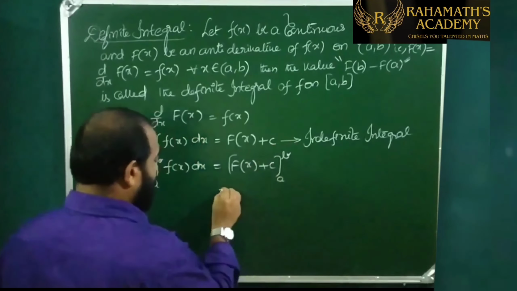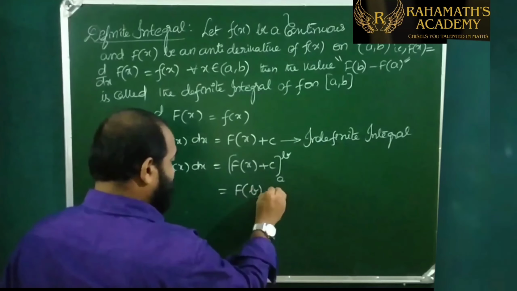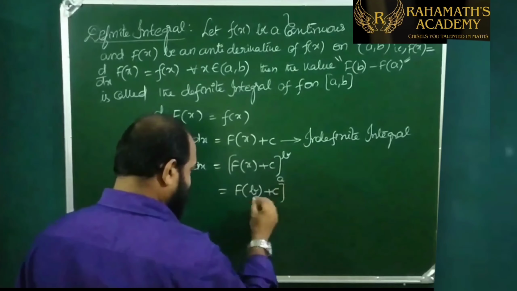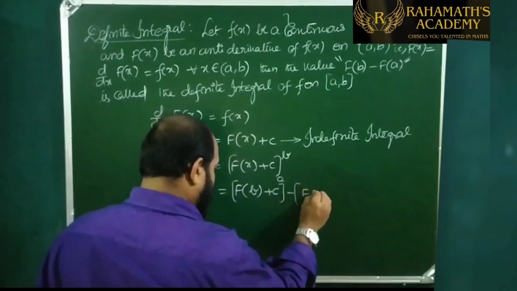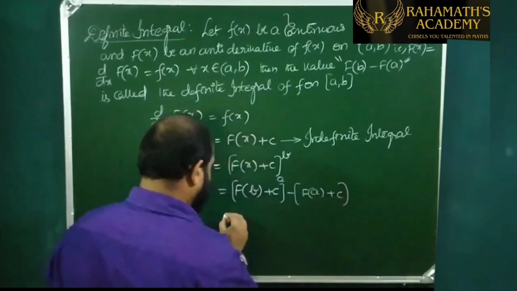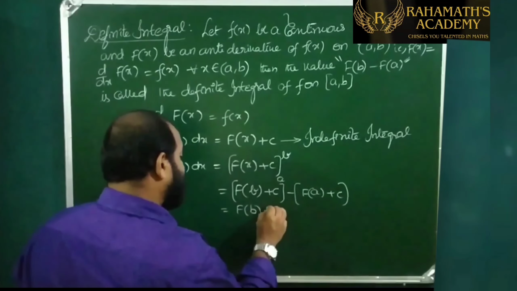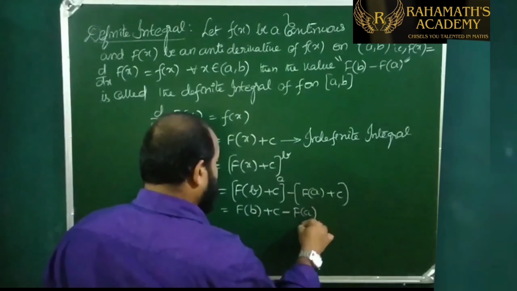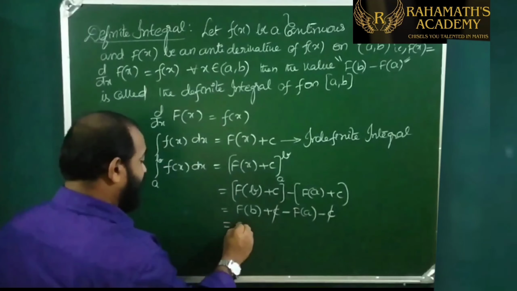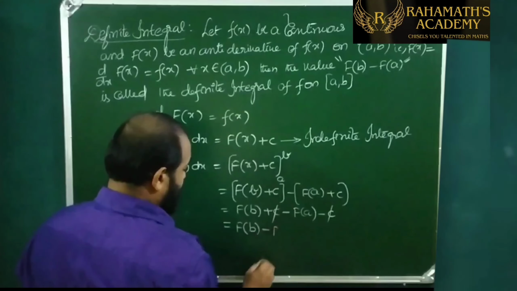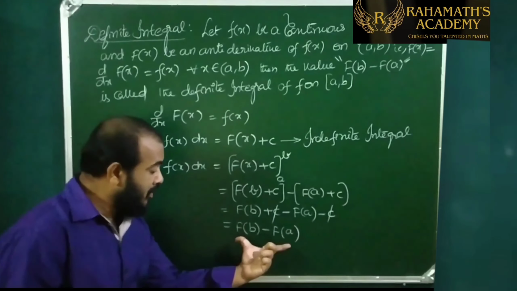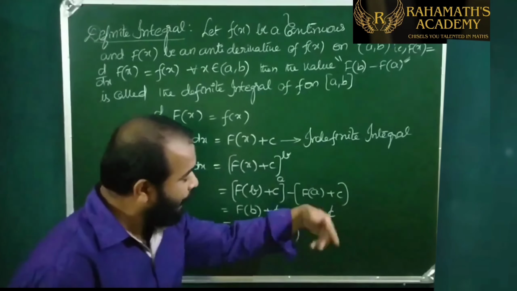from a to b. So F(b) plus c, substitute this b in this, minus F of this a, a plus c. Then F(b) plus c minus F(a) minus c, the plus and minus c get cancelled. So F(b) minus F(a). So this is called the definite integral where c is vanished.